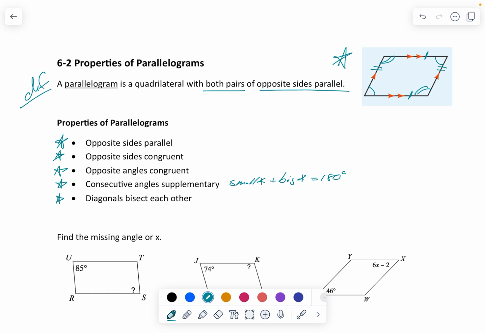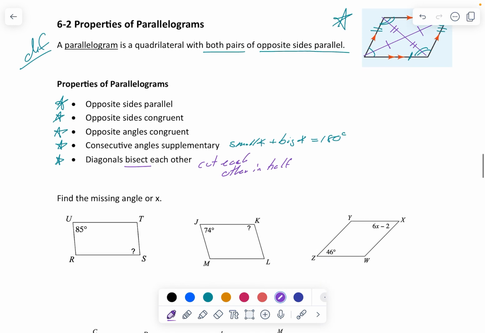And then finally, the diagonals bisect each other. Well, we got to put some diagonals on here. So the diagonals go like this. There's one long and one short, but they bisect each other. So bisect means they cut each other in half. So these two pieces are the same size, and those two pieces are the same size.